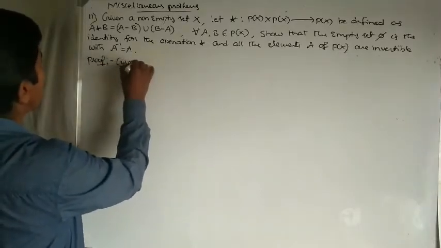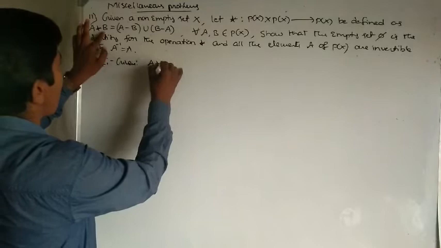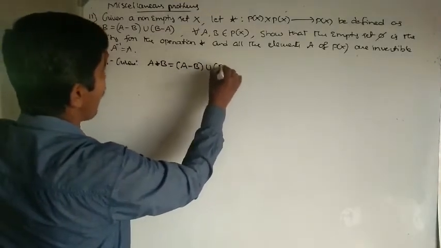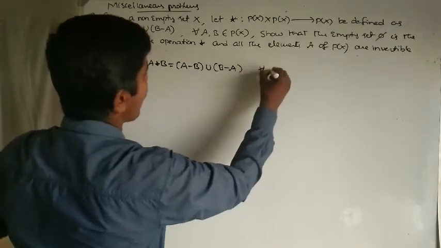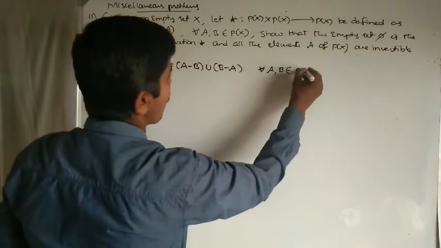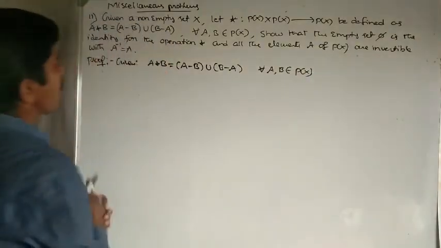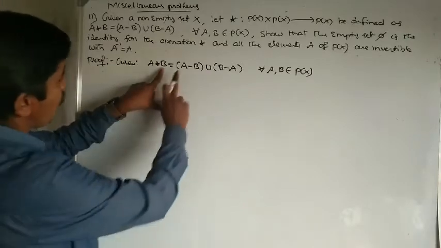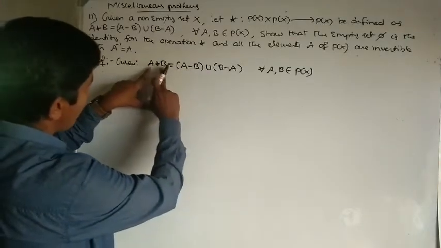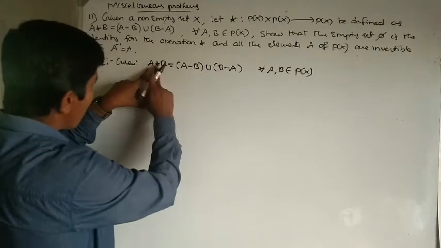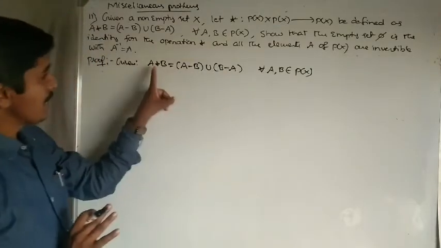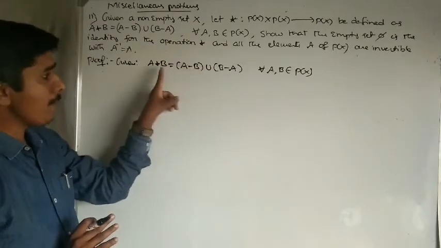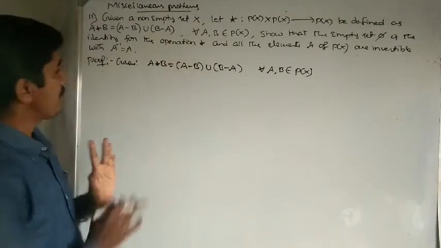So here given that A star B is equal to A minus B union B minus A for all A, B belongs to P of X, the power set of X. Our binary operation defined here means A star B which is equal to A minus B union B minus A. Got it.